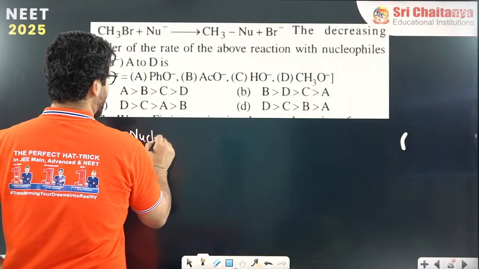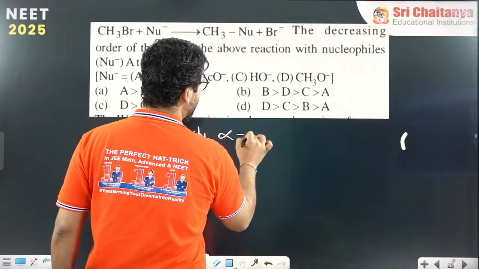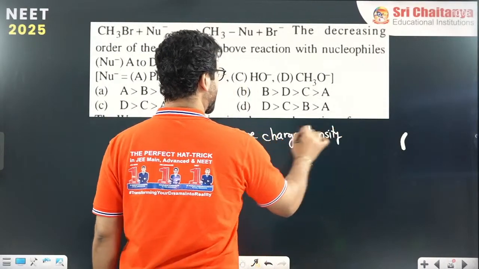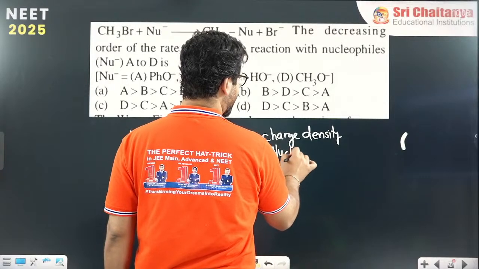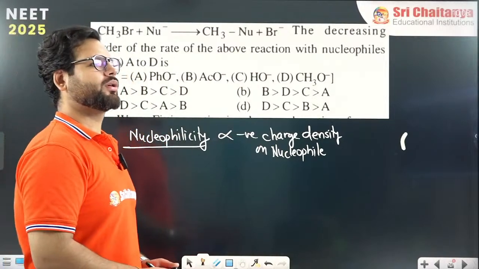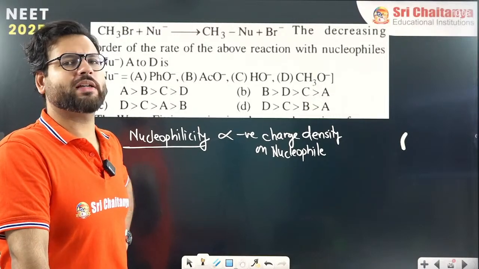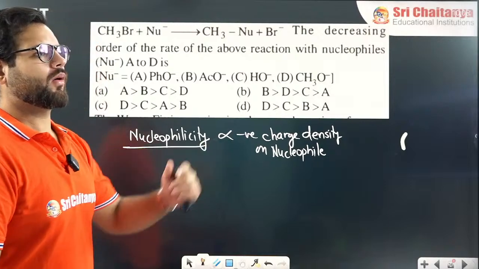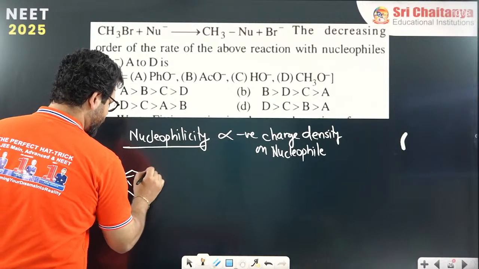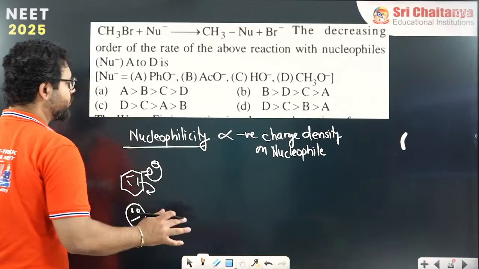Nucleophilicity order depends on how much negative charge is there on the nucleophile. Negative charge density on nucleophile. So any nucleophile which carries more negative charge will be a stronger nucleophile and show faster reaction towards SN2. Okay, so here you can see PhO minus means phenoxide. Here this O negative is going for resonance, not good.